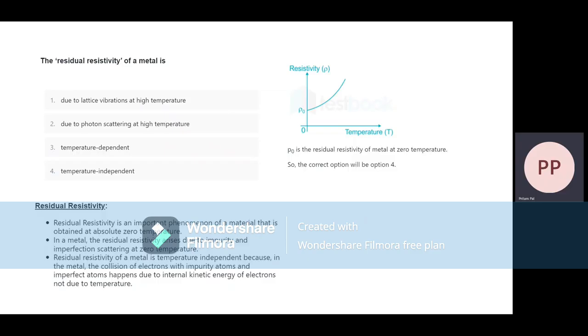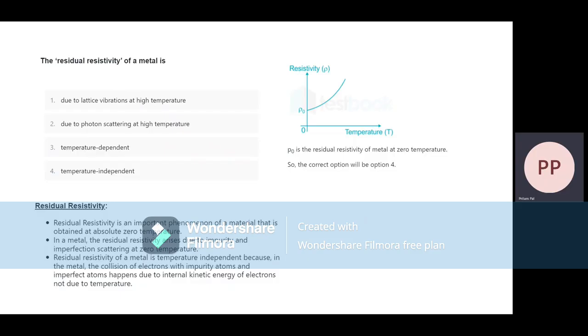To answer this question, we need to understand the concept behind it. What do we exactly mean by residual resistivity? Residual resistivity is an important phenomenon of the material obtained at absolute zero temperature. At zero temperature, ideally you should not have any kind of scattering processes, right? The system is completely in its ground state, but still it will have some resistivity. That is called the residual resistivity.